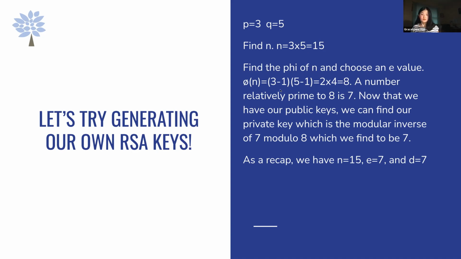Okay, so from earlier, we know that the phi of N is P minus 1 times Q minus 1. So in this case, it would be 2 times 4, which is equal to 8. And a number relatively prime to 8 is 7. This is just an arbitrary number. And now that we have our public keys, we can find our private key, which is D. This is the modular inverse of 7 mod 8, which coincidentally happens to also be 7. So as a recap, we would have that N equals 15, E equals 7, and D also equals 7.